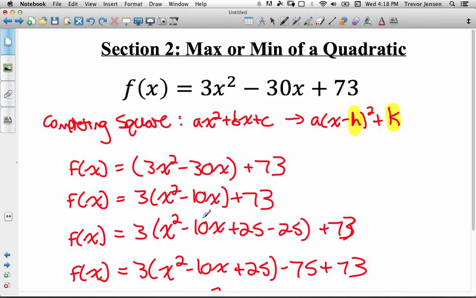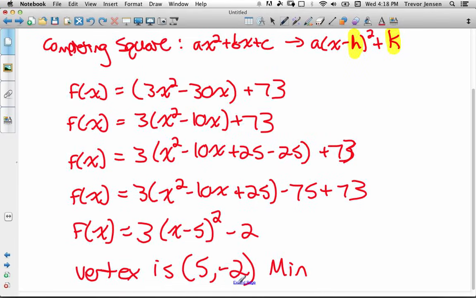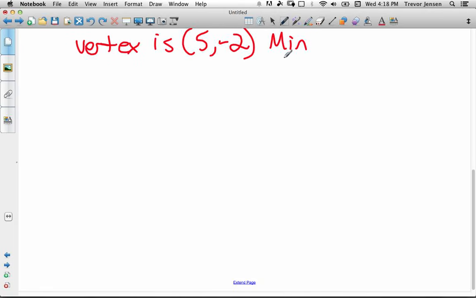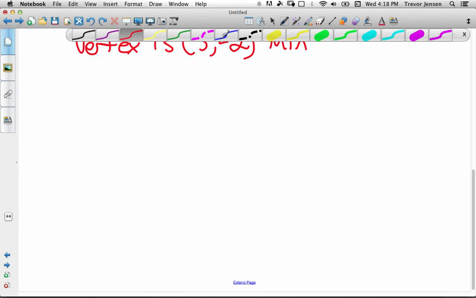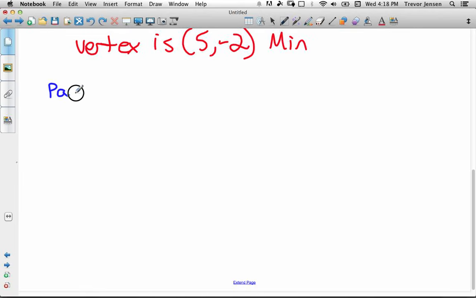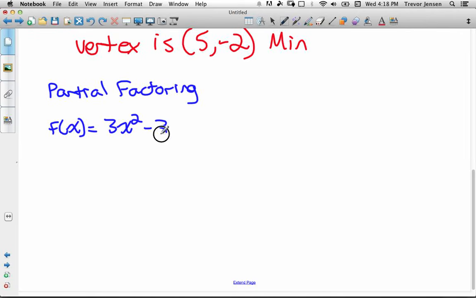Okay, I'm going to show you the other method you might have used as well. The other method you might have used, I'll do it in a different color, is called partial factoring. Partial factoring. So for partial factoring, we have our equation f of x equals 3x squared minus 30x plus 73.